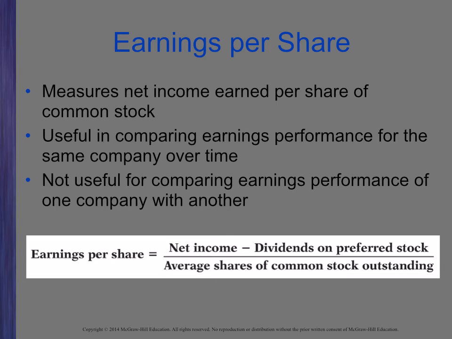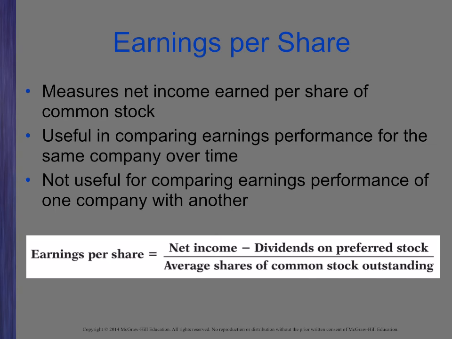But don't forget, if a company does not issue preferred stock, the top half of the fraction is simply net income. So you simply divide net income by the average shares of common stock outstanding if the company does not issue preferred stock. We then divide income available to common stockholders by the average shares outstanding during the period to calculate earnings per share.